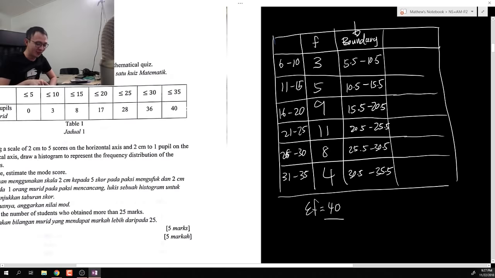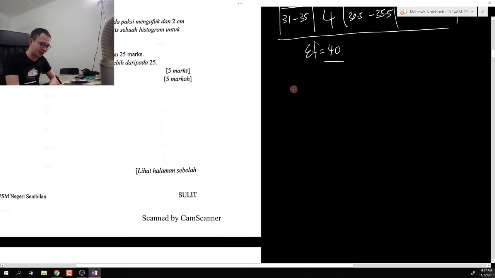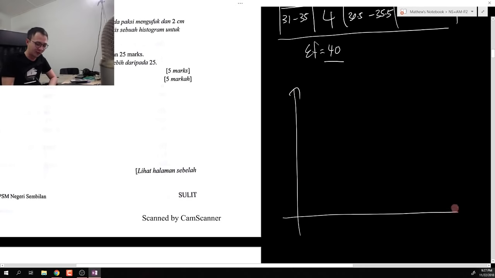Alright, so therefore you have the boundary, you have the frequency, you can just draw the histogram like this, following your boundary. Let's say this one is 5.5 to 10.5. Make sure it's 2 centimeter, alright? Make sure it's 2 centimeter.